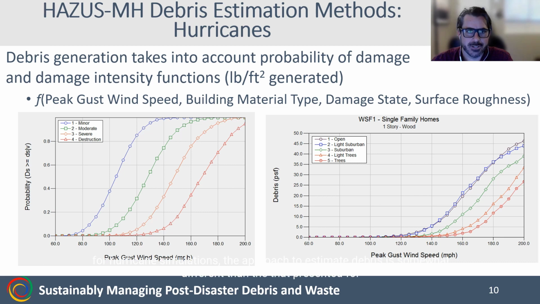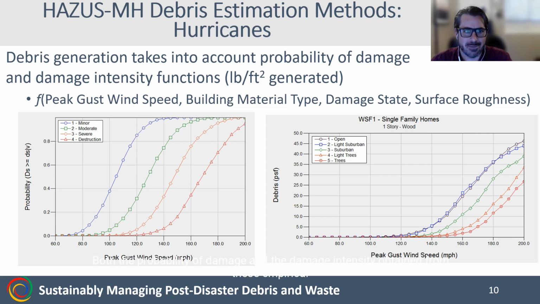Now, for hurricane simulations, the approach to estimate debris is somewhat different than that presented for flooding in the previous slide. First, cumulative probability density curves are developed to represent, in the event of a hurricane event, the probability of damage occurring given the peak gust wind speed encountered and the damaged state of the affected building, ranging from minor, moderate, severe to destruction. The quantity of debris generated is then estimated from the damage intensity function, given the building material type, peak gust wind speed, and the surface roughness of the affected region, ranging from open, meaning rural areas, to trees, indicating a dense forest.